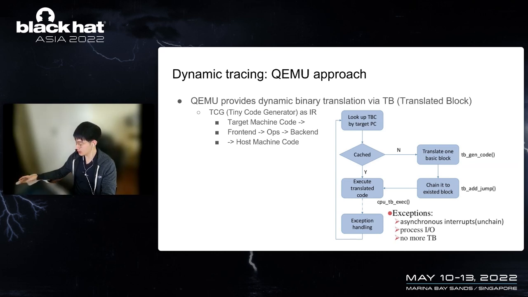And for untranslated blocks, the block will go through the TB code generation, and it will translate it into a new block and chain it to the existing block, and the translated code is executed. And for synchronous interrupts, processing IOs, and when there's no more translated block, exceptions, the exception handling routine is called.